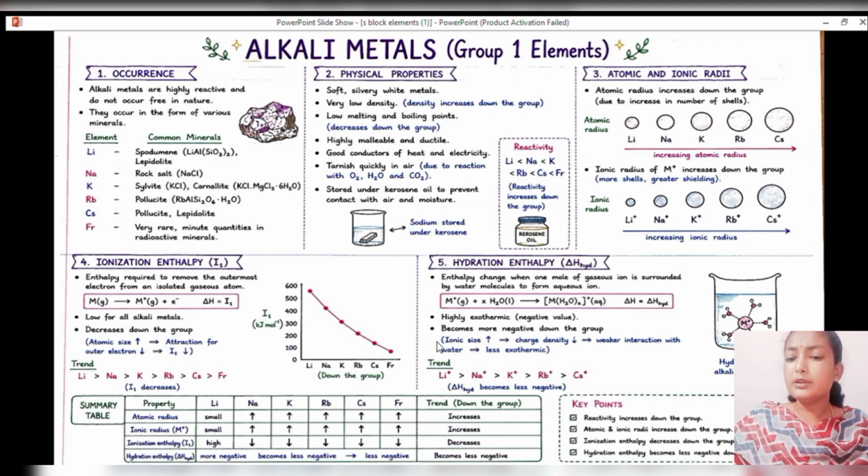And why? Lithium is very small and cesium is very big, so lithium should not have much hydration enthalpy, no? Cesium has a larger size, so many water molecules can join with it, right, be attracted to it, right? No, it is not happening, because lithium has a very high charge density.